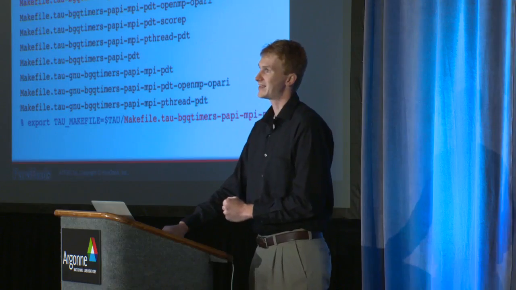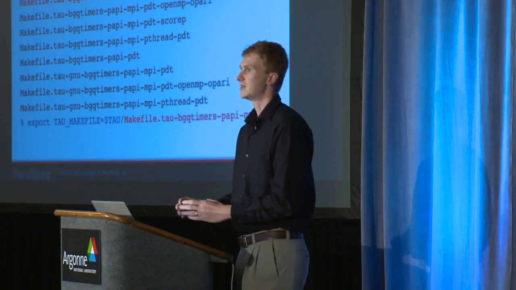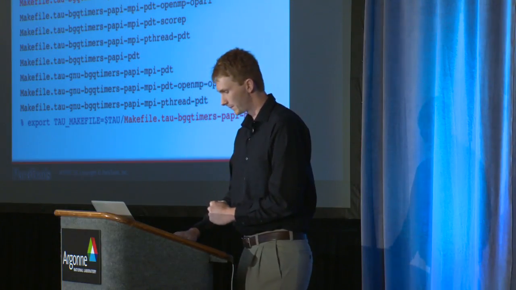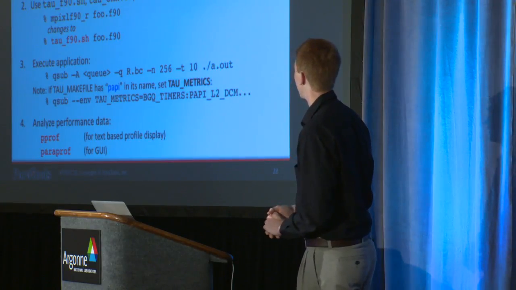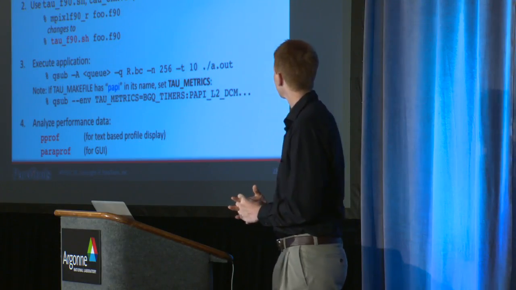So it's not as hard as it looks, but this is the biggest stumbling block, I think, for most new Tau users: picking the right Tau makefile. You've got to get it right. Your code might segfault, you might get weird data. You have to get the right one. That's another reason to use Tau Commander. It picks the makefile for you. I'll talk about that later.